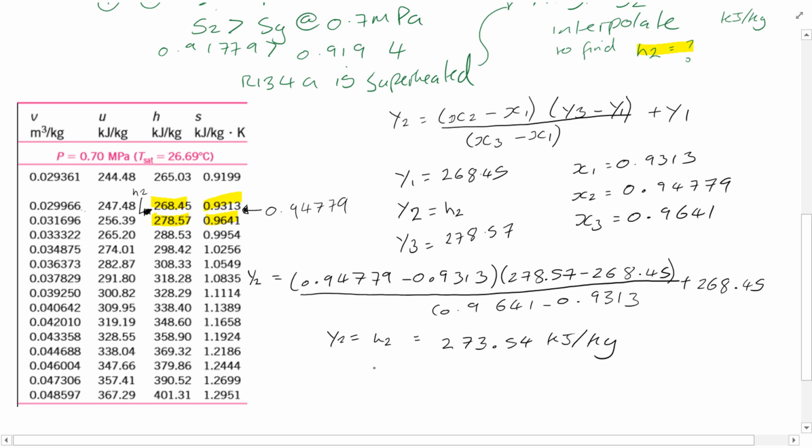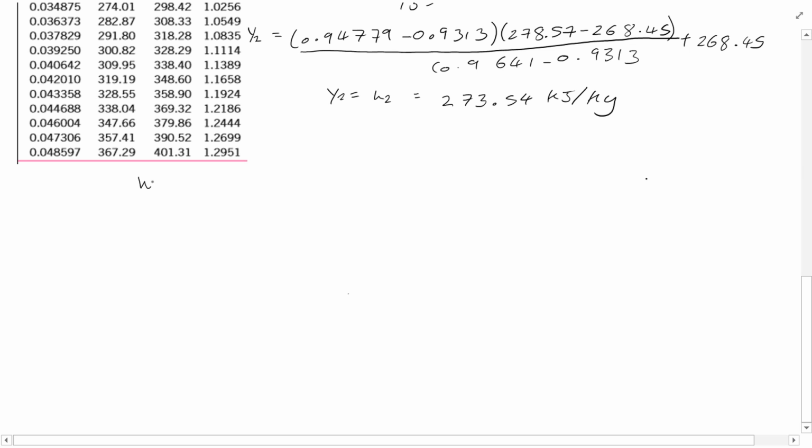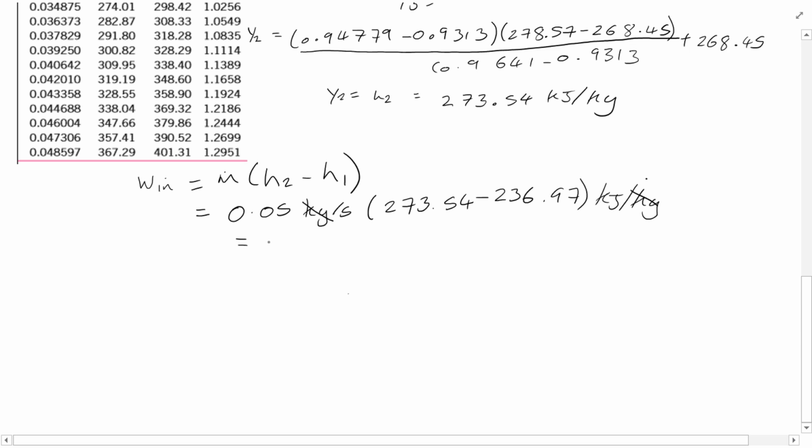Now we have H1 and H2, we're able to calculate the compressor work. We know Win is equal to mass flow rate times (H2 minus H1), which equals 1.83 kilojoules per second, which is also kilowatts, of course.